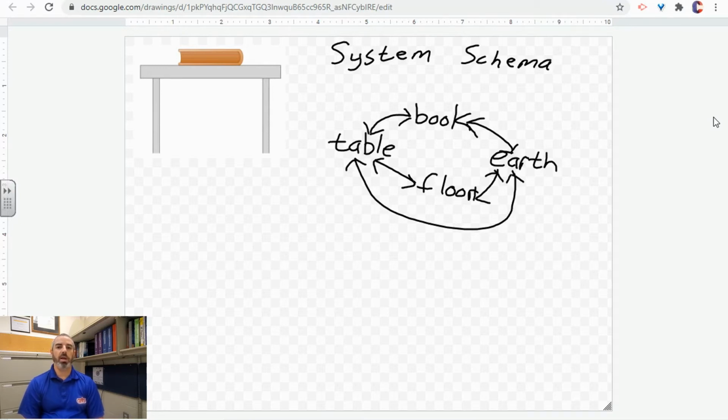Then what we do is we draw a dashed shape around the book, and we can see that there are only two interactions with the book. We have the table on the book and the earth on the book.